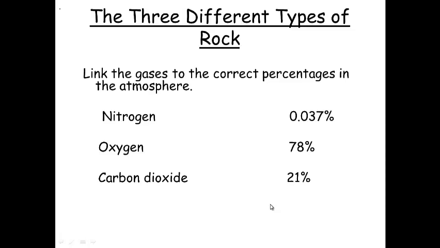Welcome to your third lesson. This is on the 3 different types of rocks. So the first thing I want to check is your previous learning. Can you link the 3 main gases in the atmosphere to their percentages? You've got 10 seconds starting now.